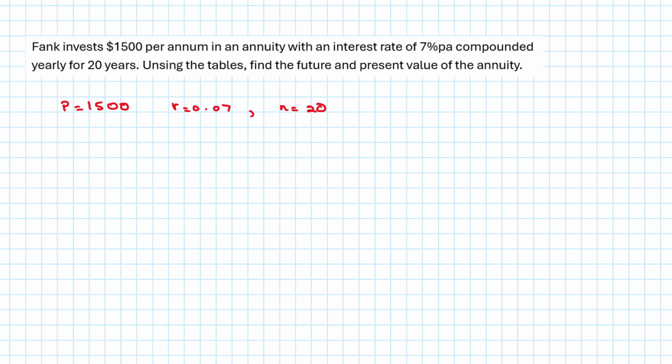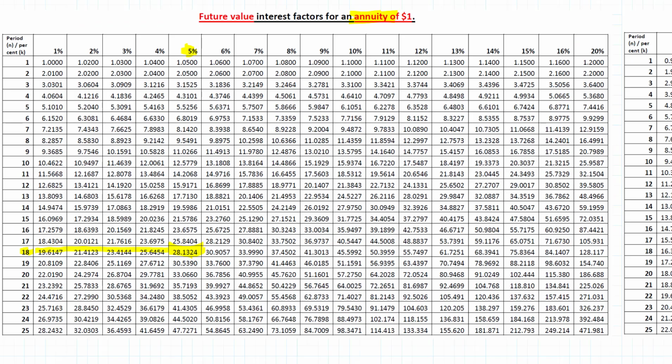Using the table, find the future and present value of the annuity. Now, future value is straightforward. It's the total lump sum that we have at the end of that time period. So we can work that out straight away from the table we just used. In our table, we are looking for an interest rate of 7%. So let's remove this. So rate is 7%. My time is 20 years.